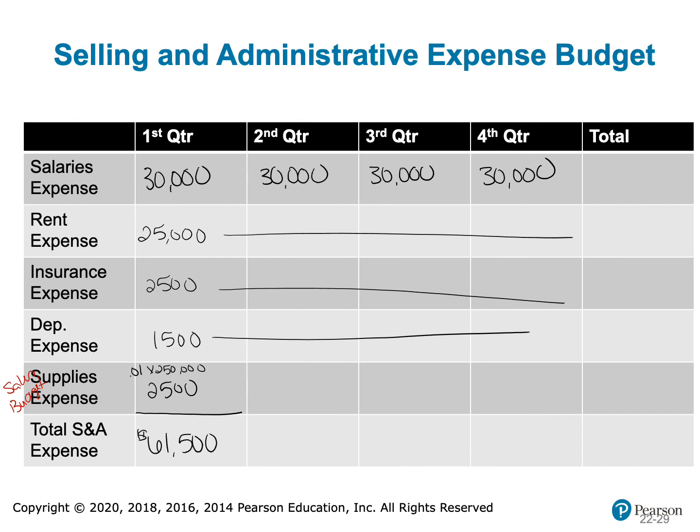So when I add all this up, my selling and administrative expense budget for quarter one is $61,500. So quarter two, it's the same thing, the 25,000, the 30,000, the 2,500, the 1,500, and then my supplies is again going to be 1% of sales revenue, which was 275,000. So that makes this 2,750. So when I add that up, I get 61,750, and I'll let you complete quarters 3 and 4 and then unpause the video and come back and check.